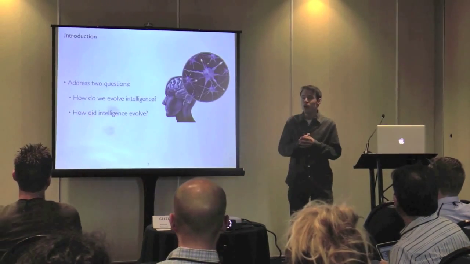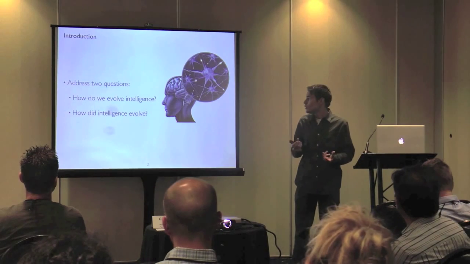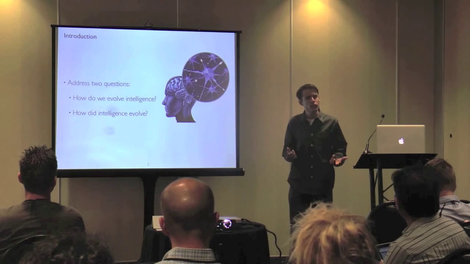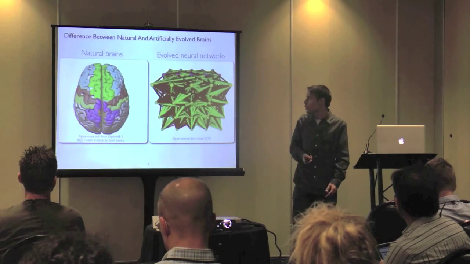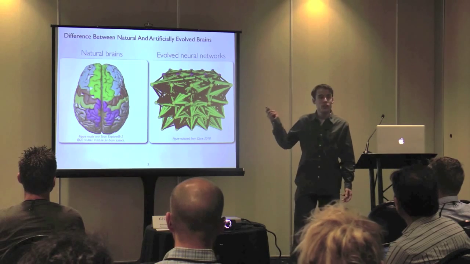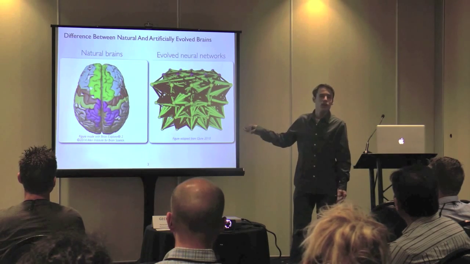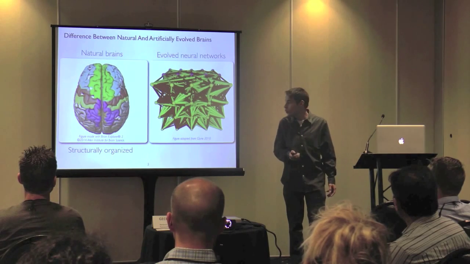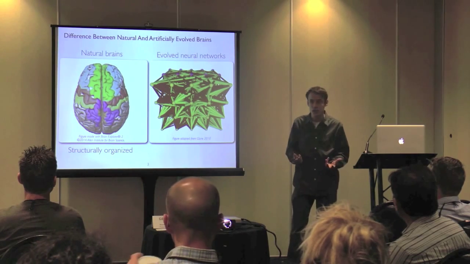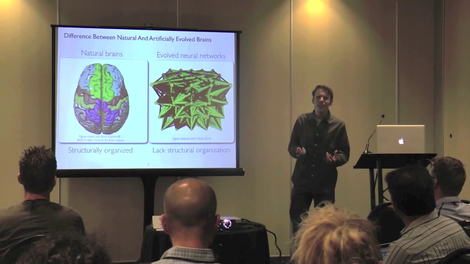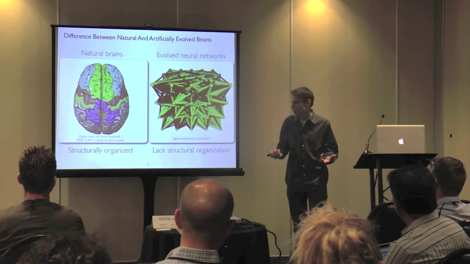The work is inspired to answer two questions, namely, how do we evolve intelligence and how did intelligence evolve in nature? To answer this question, it makes sense to look at our evolved networks, the natural evolved networks and our artificially evolved networks. When we look at the naturally evolved networks, we see that they are structurally organized, while if we look at our artificially evolved neural networks, they often lack this structural organization.